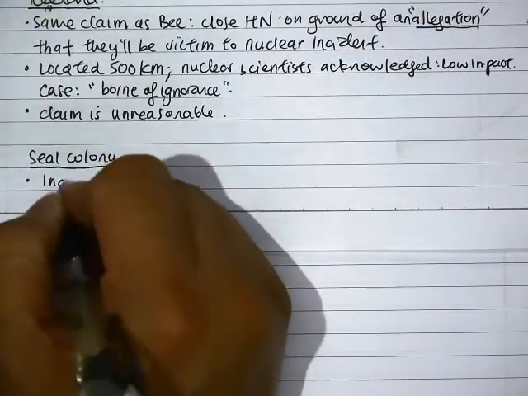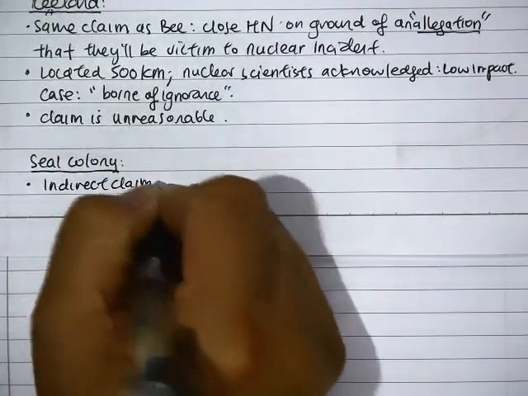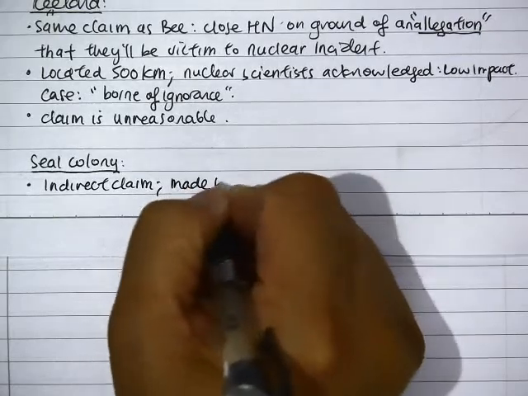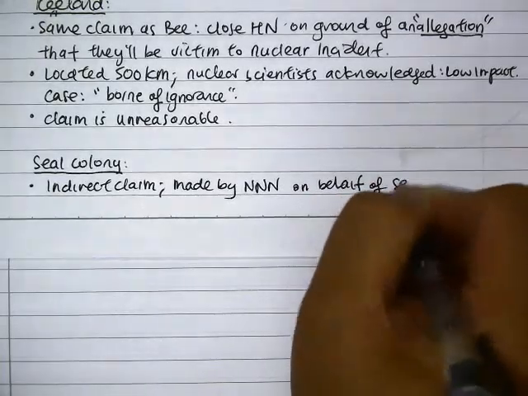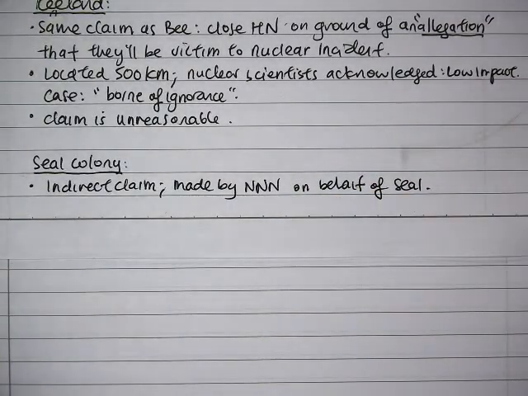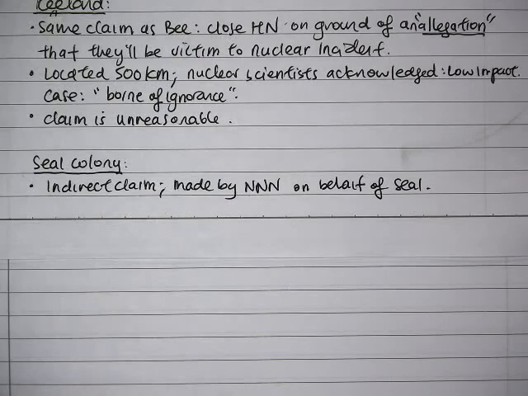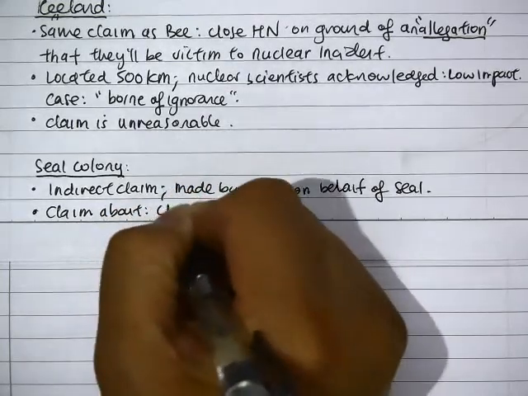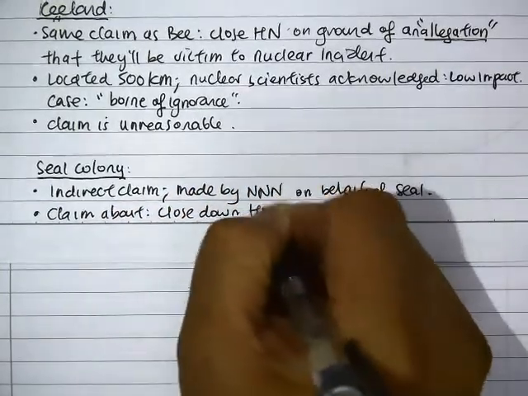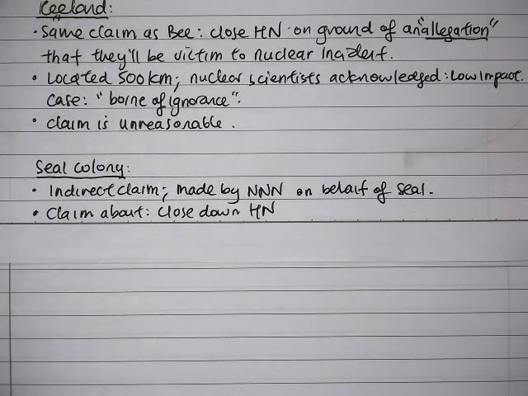The seal colony. Now, if you look at the seal colony, first I would just make a point. This is more of a point that will add credit, especially if your answer is borderline. That examiner want to give you some point here and there. They will take this into account. Okay, that this is an indirect claim, and the claim is made by NNN on behalf of the seal.